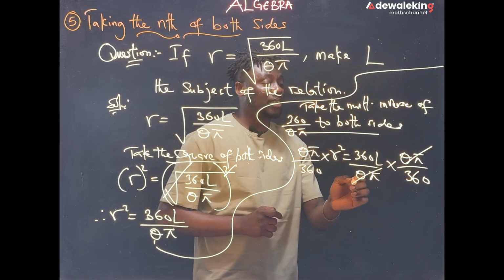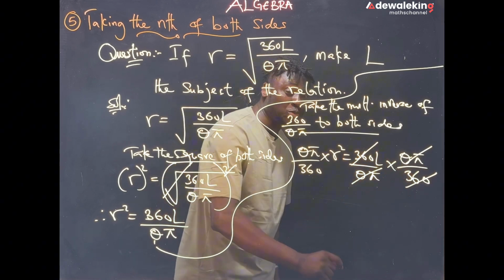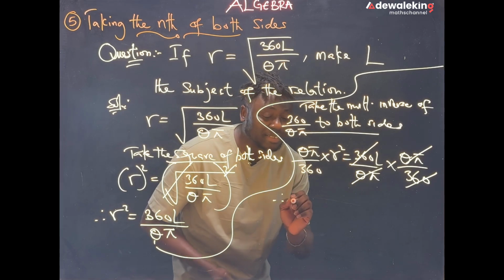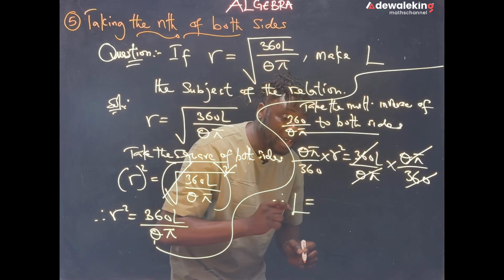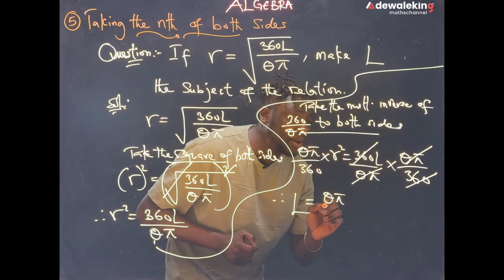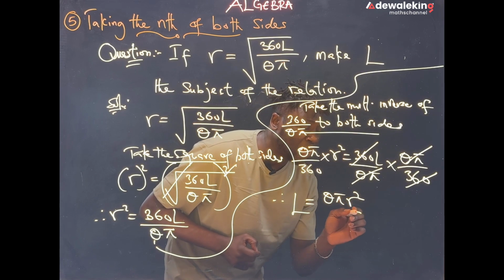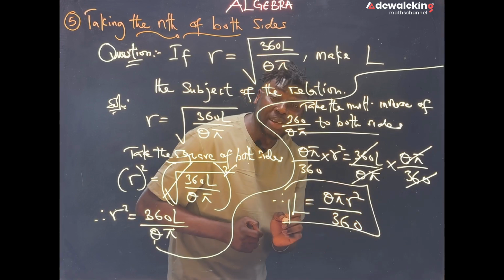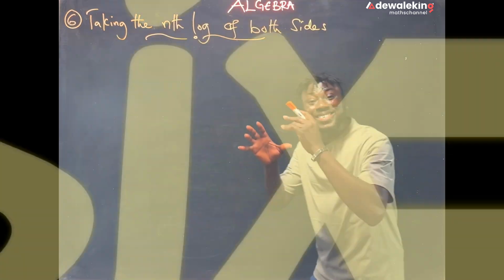So this will cancel, this will cancel this. So you are left with L at the right hand side. So you can flip it around, and this will be the final answer. So L will be theta pi r squared over 360, and that will be the answer.